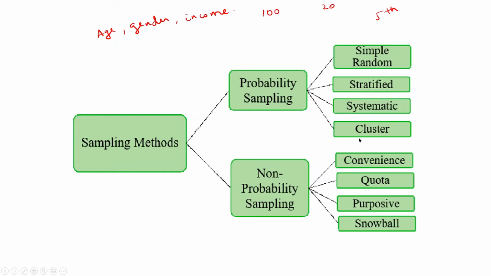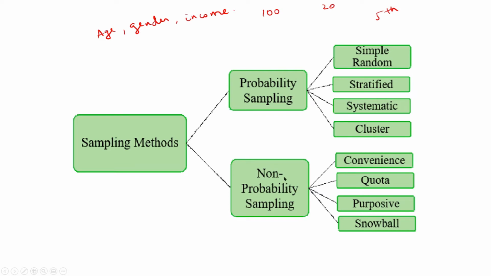And the next type of sampling is cluster sampling. Here again the population is divided into various clusters based on regions or states and so on, and a sample is selected from each cluster so that there is equal representation of the population. Such a sampling is called cluster sampling.